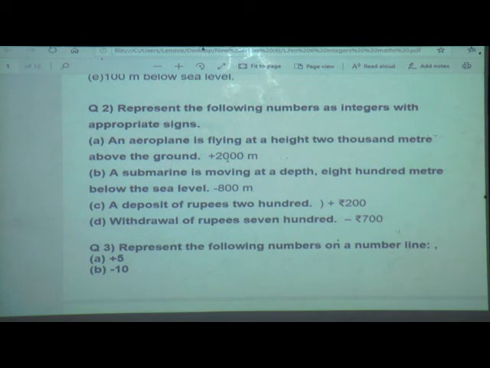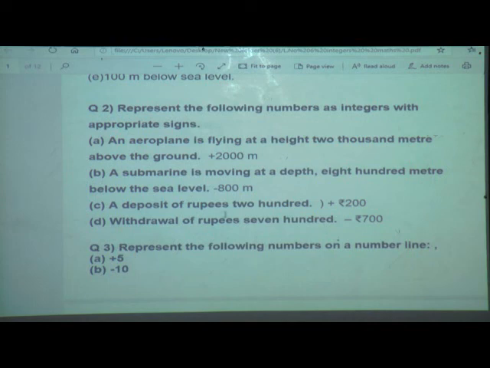So aeroplane is flying at a height 2000 meter above the ground. So 2000 meter, it is above, so we have to use the sign plus. So plus 2000 meter. Second question, a submarine is moving at a depth 800 meter below sea level. For above we have used plus, so for below we have to use here minus, and so the answer is minus 800 meter.